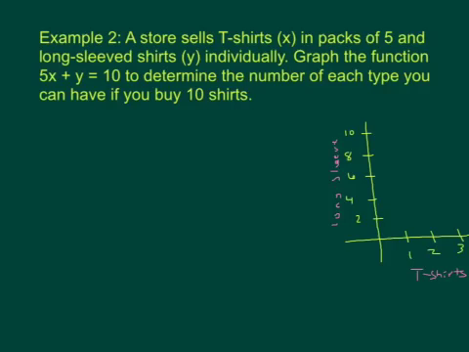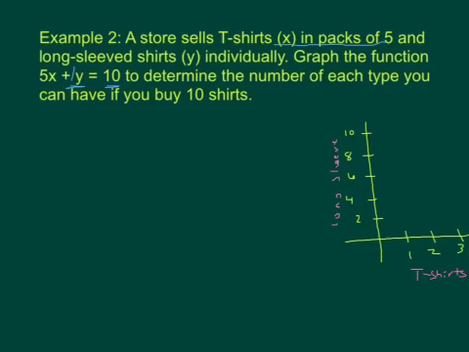Graph this function 5x plus y equals 10 to determine the number of each type you can have if you buy 10 shirts. So the 10 shirts is represented by this 10. The 1y is representing the long sleeve shirts that are sold individually. And the 5 times x is representing those t-shirts that are sold in packs of 5s.